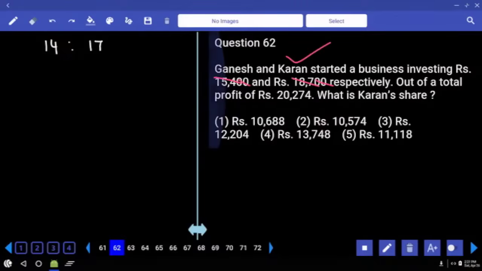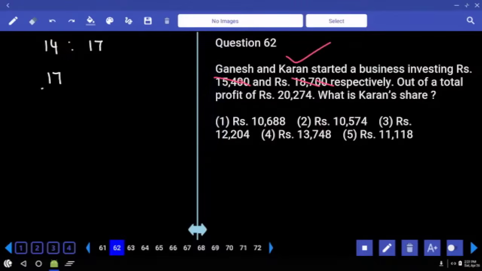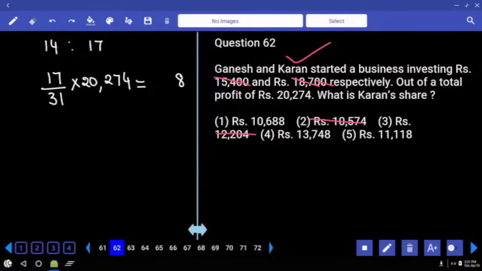We were asked to calculate Karan's share. Karan is getting 17 parts out of 31 parts among 20,274. Are you okay? The numerator ends with, the denominator ends with 1, into which number gives one ending with 8? So the answer should end with 8, right? Two options eliminated. 17 by 31. Both the numbers are prime numbers. Forget about those two. 20,274. Observe that number carefully. That is a multiple of 3.